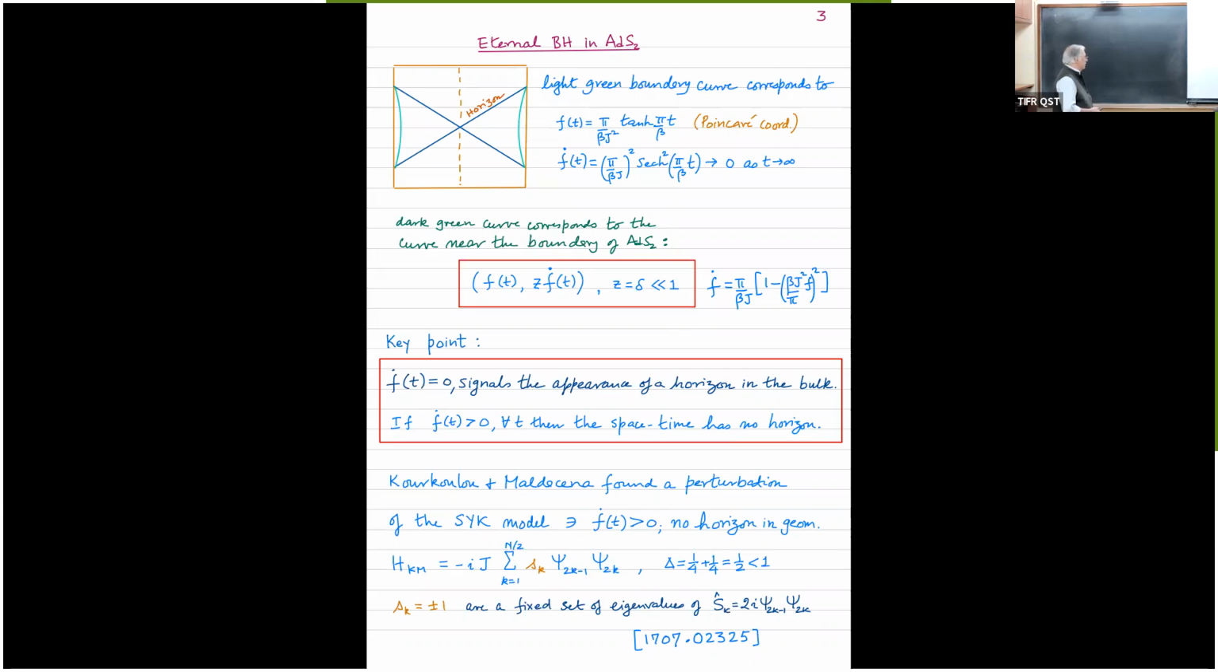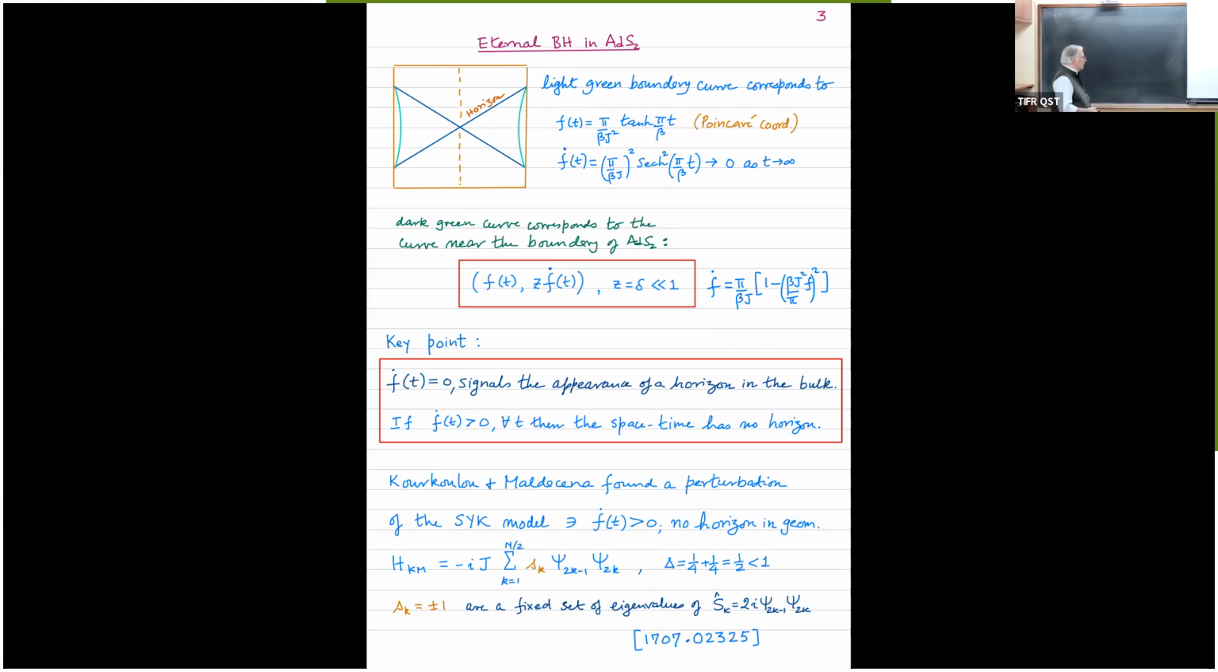And if f dot of t is positive, not zero, for all t, then the spacetime has no horizon. Okay. So this is also very well known. Kourkoulou and Maldacena found a perturbation of the SYK model in which you can resolve the model in perturbation theory so that the solution is always f dot positive and there's no horizon in the geometry.